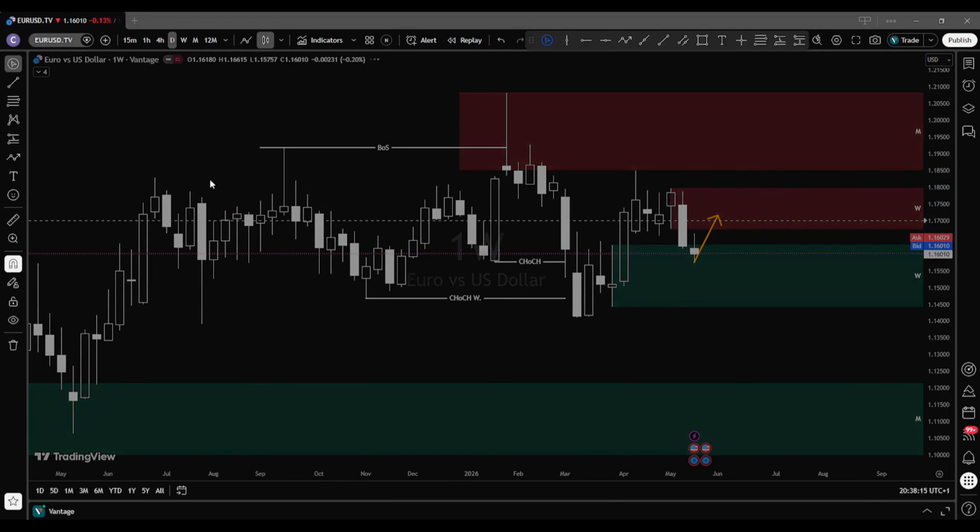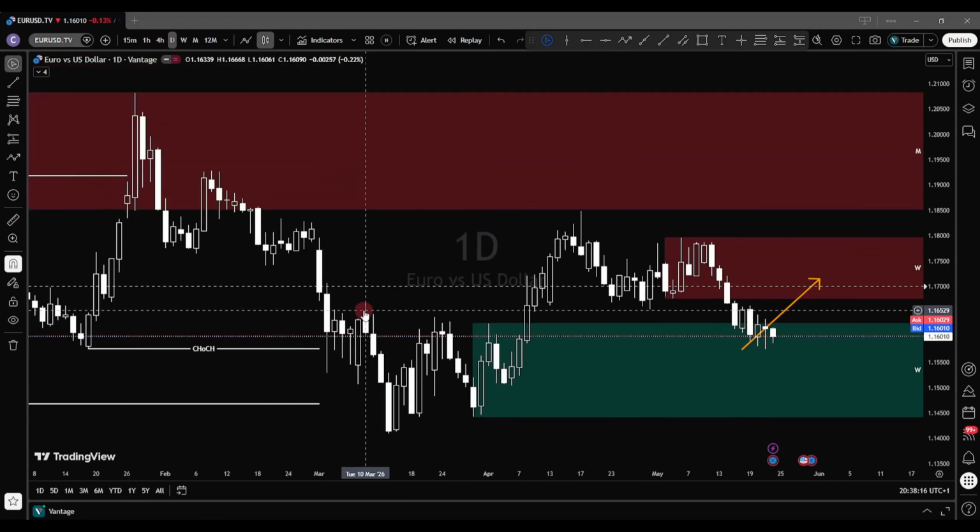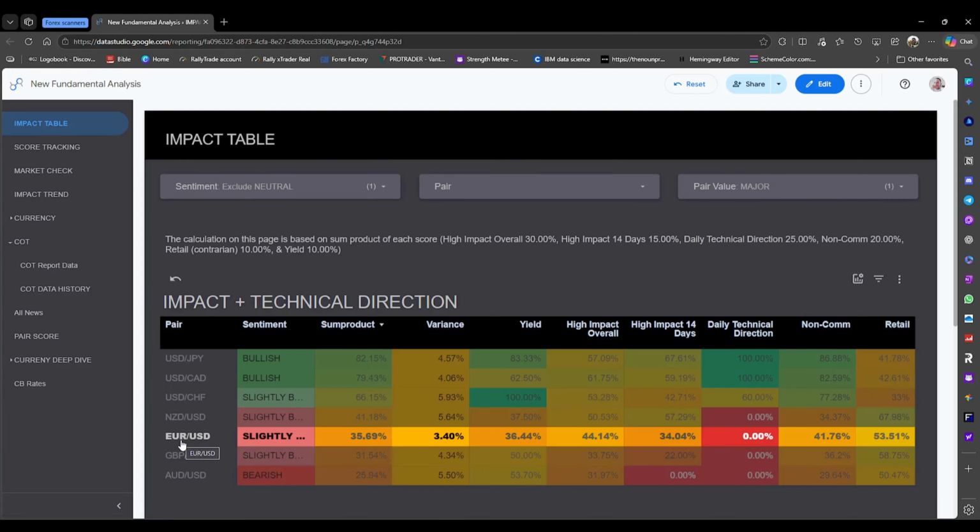Now, moving on to the daily. Before I analyze this daily chart, this is where I carry out fundamental analysis. And this part is where I come to this table. So right here on my dashboard, the euro against the US dollar is slightly bearish. Without looking at the sum data, the sum product and the variance of the market, I'm going to start with the yield. The yield is more in line for the dollar than it is for the euro. The high impact data is leaning towards the US dollar more than the euro. In the recent 14 days, it has shown more move for the US dollar than for the euro.